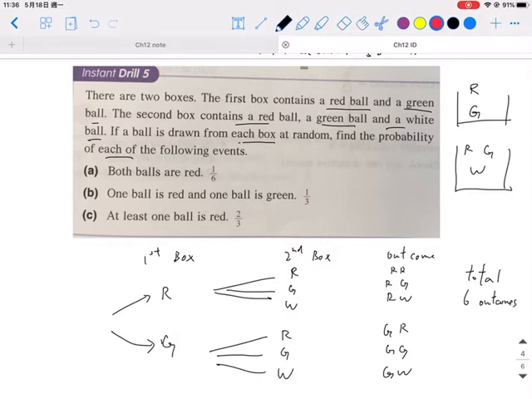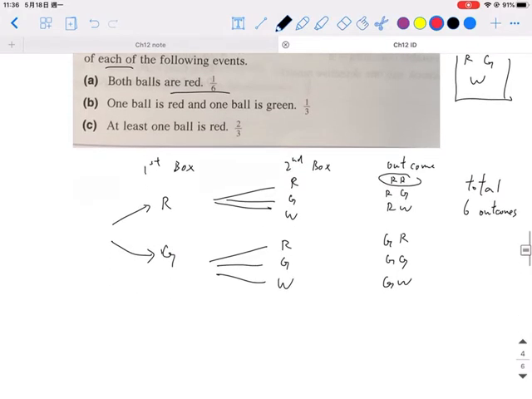So now we start the question. For part A, both balls are red. So we only have 1 outcome of it. So we just write down the probability that both balls are red. It should be equal to 1/6.